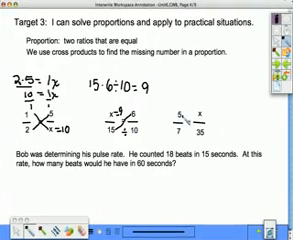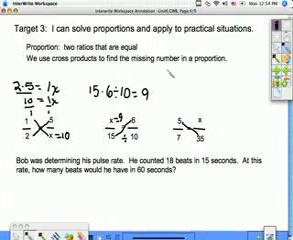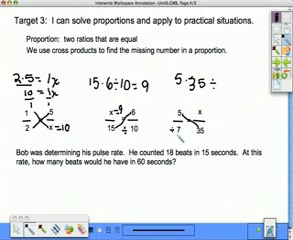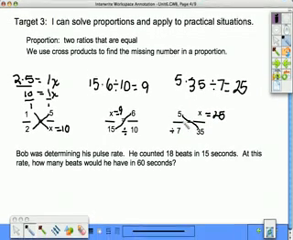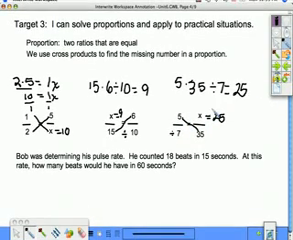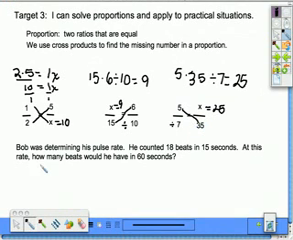One more example. Take my two that are diagonal from each other, and I'll do 5 times 35. I will divide that answer by 7, which is across from the x, and I will get 25. So x equals 25. This proportion says 5 to 7 is the same thing as 25 to 35.